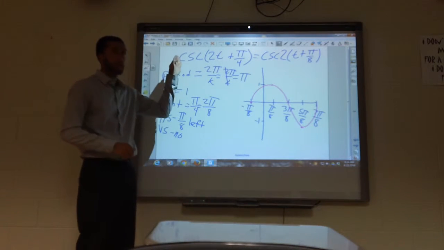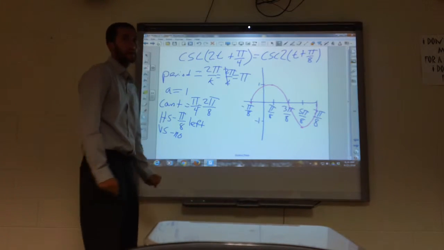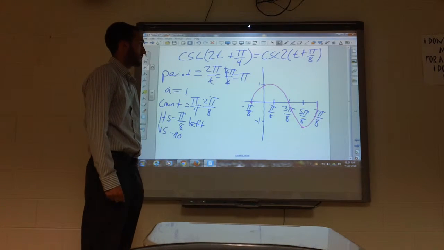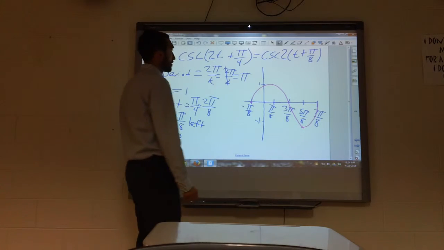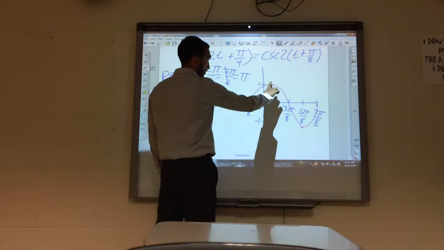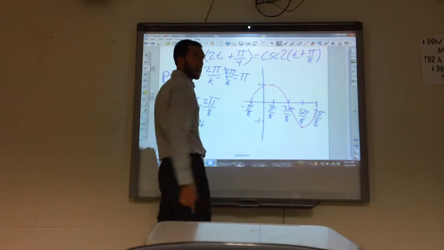They want cosecant. What are you looking at, Kayla? Which one? One at the top. There's one. A one? The point. Is that pi over 8, not at the y-axis? Yeah. Okay.